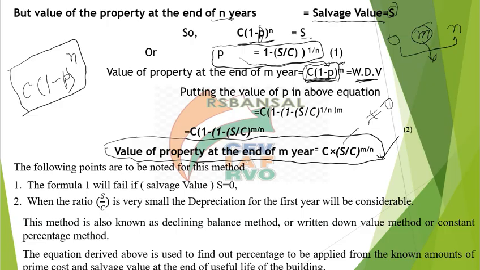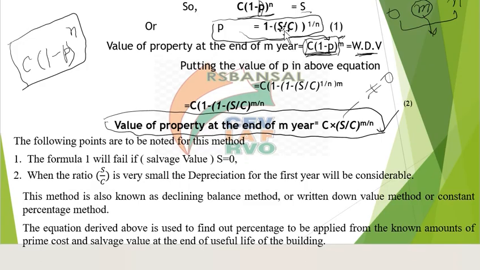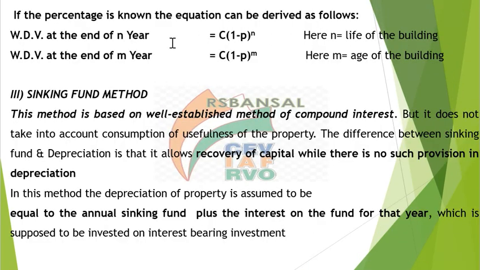And if salvage value is known to you, you can use this formula. So two formulas you have to remember in this case. This we have already discussed: the written down value at the end of n years is C into (1 minus P) raised to power n, and the written down value at the end of m years, that is in between 0 to n, at any age m, will be C into (1 minus P) raised to power m, if the percentage of depreciation is known to you, where m is the age of the building and n is the life of the building. These two things you have to remember.